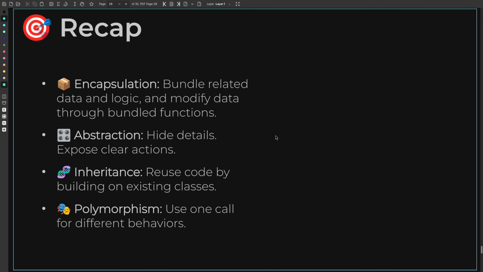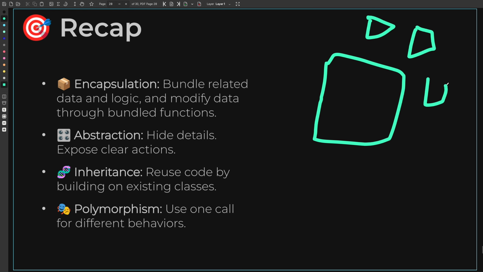Just to recap, here are the 4 pillars of object-oriented programming. We have encapsulation. So we have a bunch of data, and instead of having it scattered throughout the code, we just put it in the player. And we modify it through the bundled functions in the player. So it's easier to keep track of who the data actually belongs to and how it's being modified.